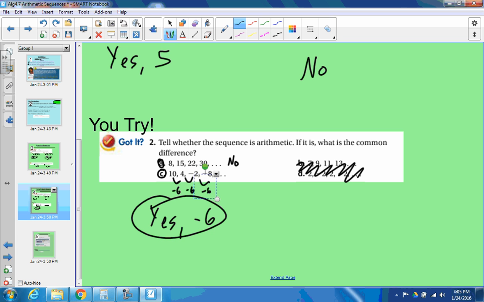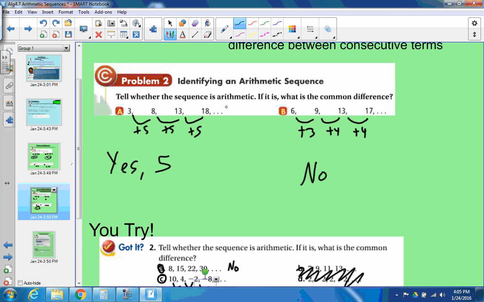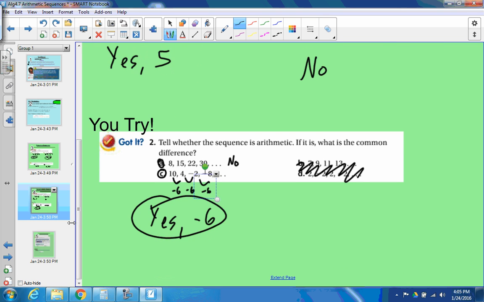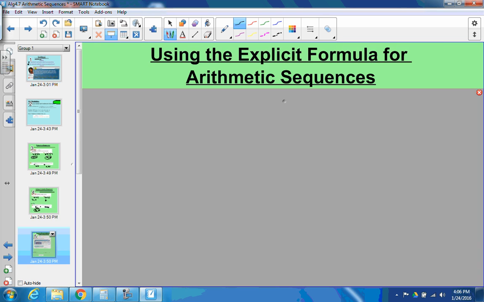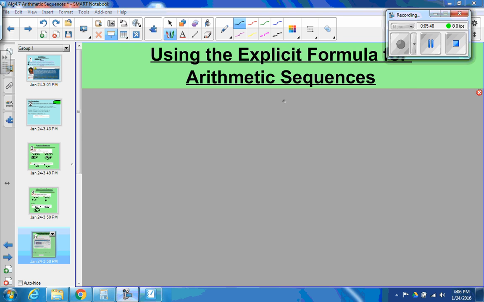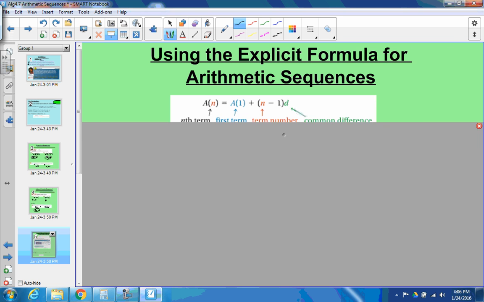So instead of saying for this one we do 23, then 28, then 33, then 38, until the 100th term, we've got to find a shortcut. And that's where this formula comes in. It's called the explicit formula for arithmetic sequences, and this is what it is. I'd like you to write it down, and I'll explain it as you write.